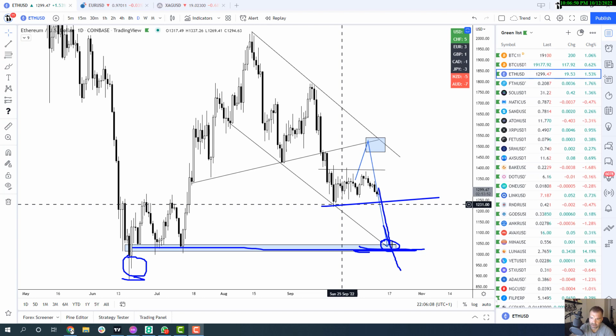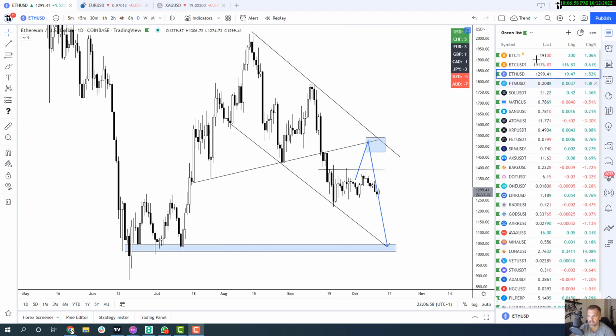And then I'll be looking to catch it on the way back up. So I won't buy it as it's coming down. I'll wait to see if it is going to be a flush out, and I'll look for that dead cat bounce as it comes back to the upside. So that's it from crypto.